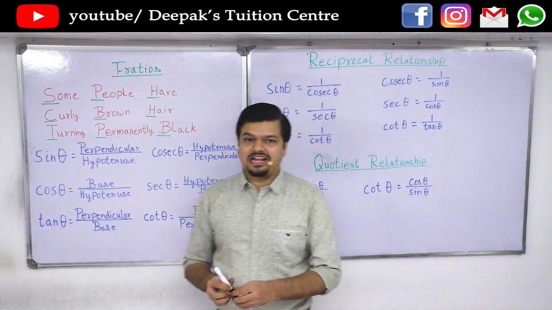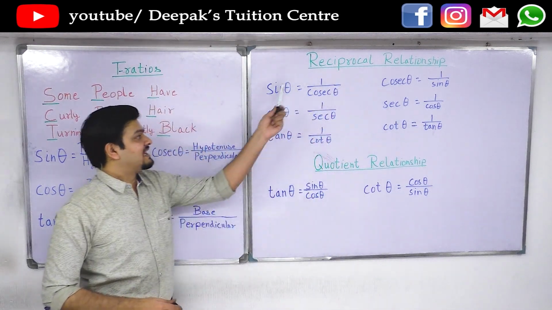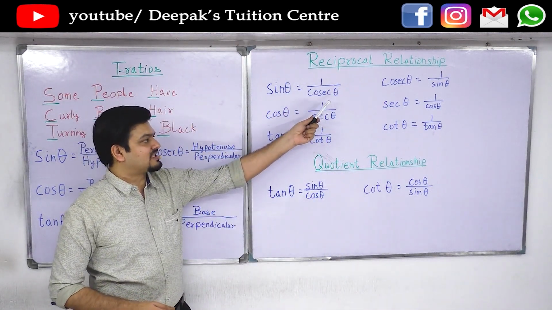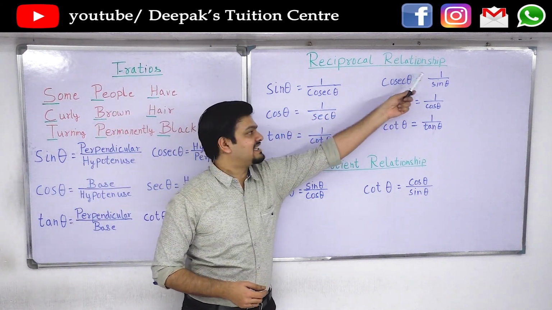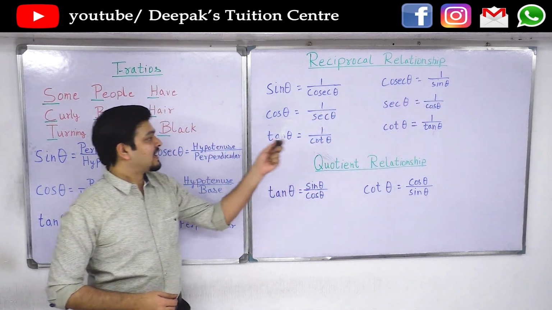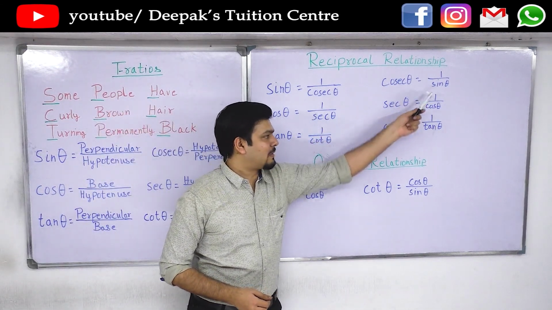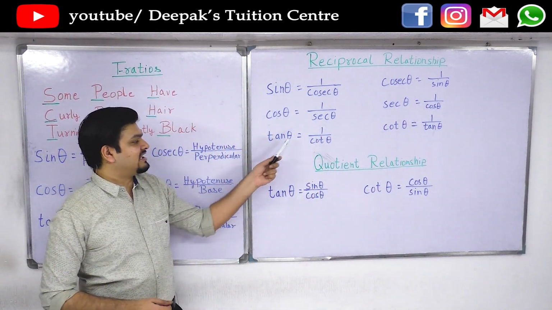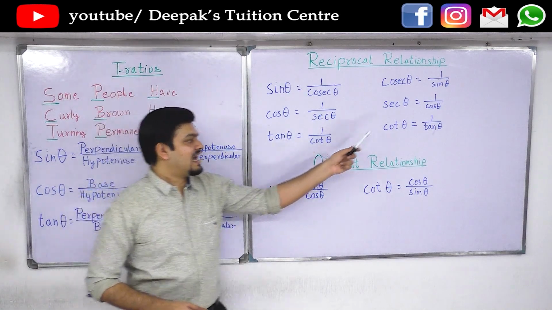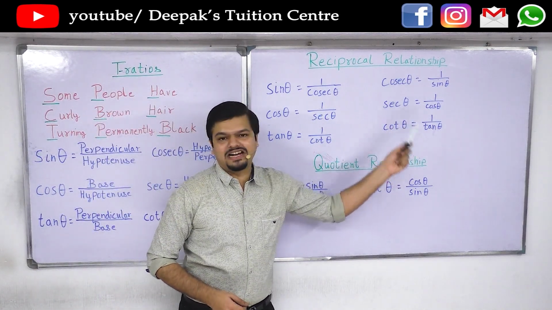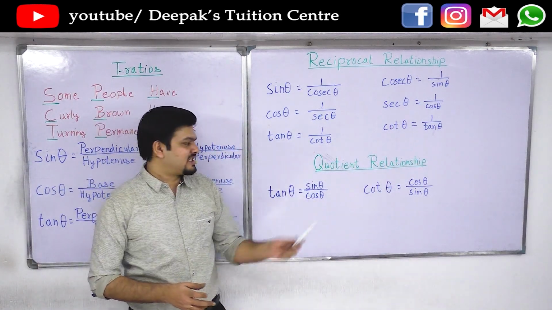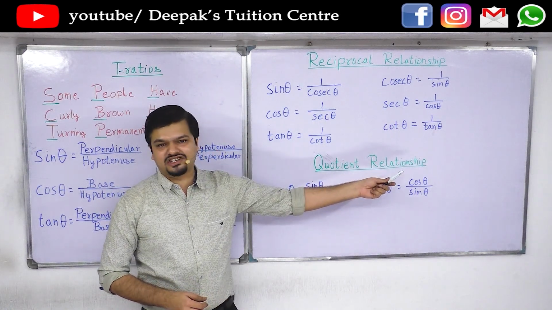So there comes the reciprocal relationship. That is sine theta equals 1 by cosec theta. Similarly, cosec theta equals 1 by sine theta. Cos theta equals 1 by sec theta. Sec theta equals 1 by cos theta. Tan theta equals 1 by cot theta, and cot theta equals 1 by tan theta. The next relationship is basically called quotient relationship.